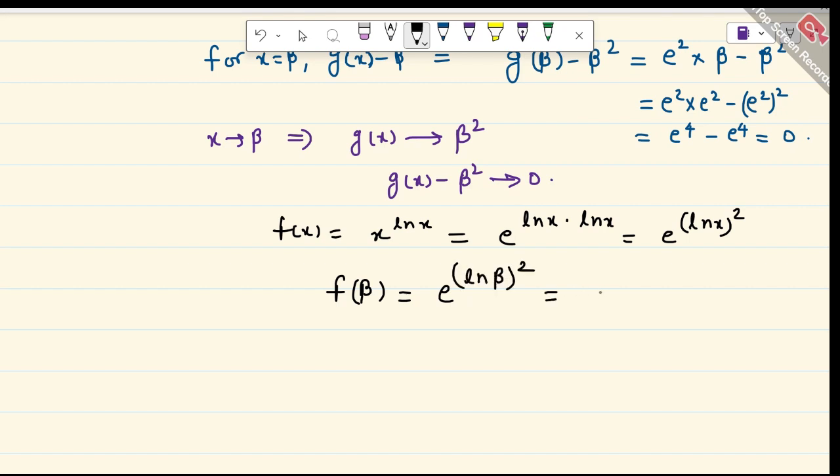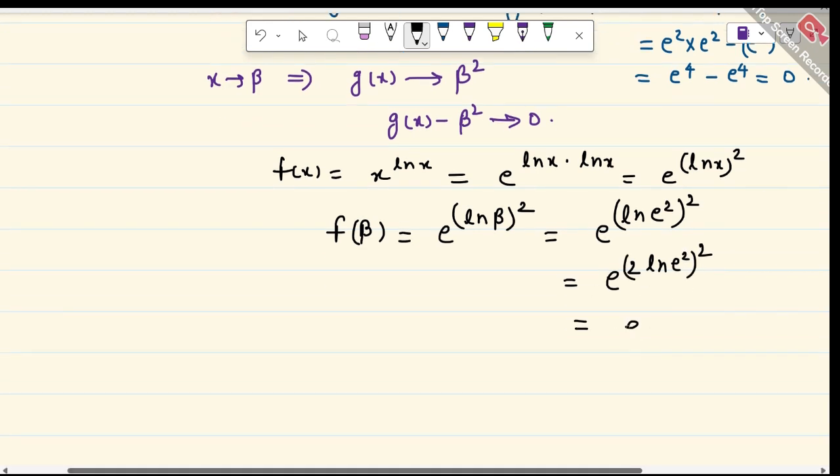And what is natural log of beta? Beta is e square, so this is e raised to (2 times natural log of e) square. Natural log of e is equal to 1, so this is 2 square, so e raised to power 4. So what is f of beta? f of beta is equal to e raised to power 4.